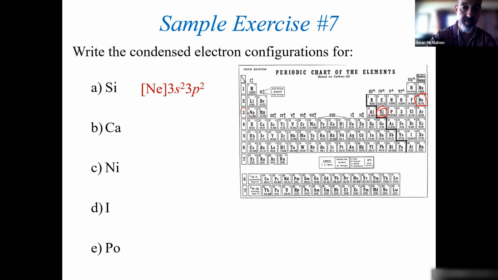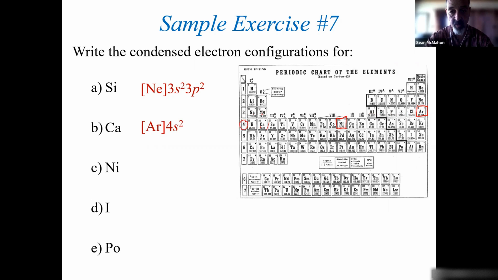Now, what about calcium? So let me erase these. Calcium's right here. For a shortcut, it's in the fourth energy level, but it has a third energy level core filled up to argon. So I can write bracket argon and then 4s1, 4s2. That's condensed.